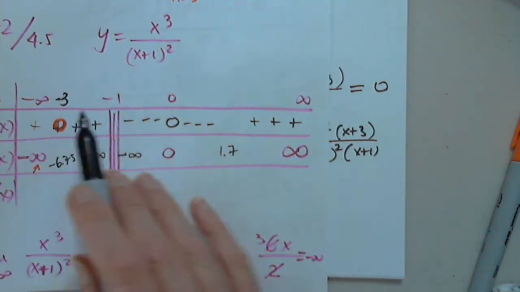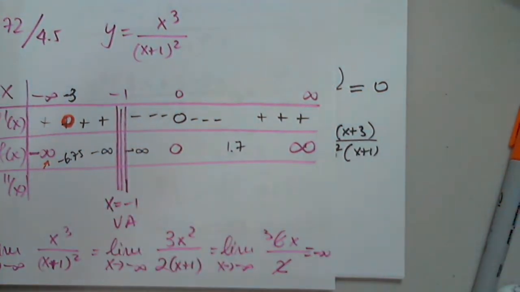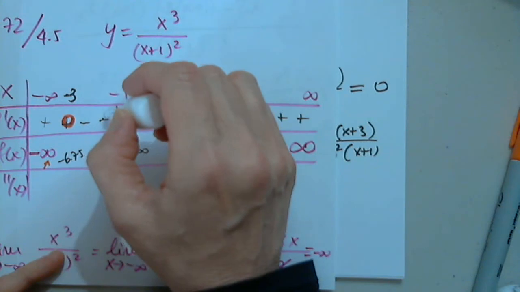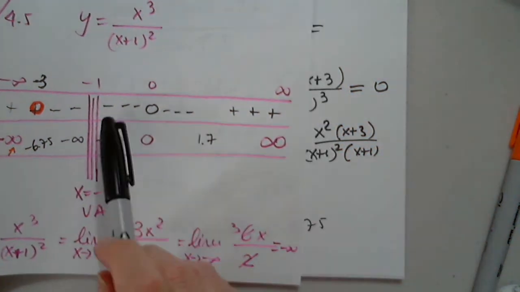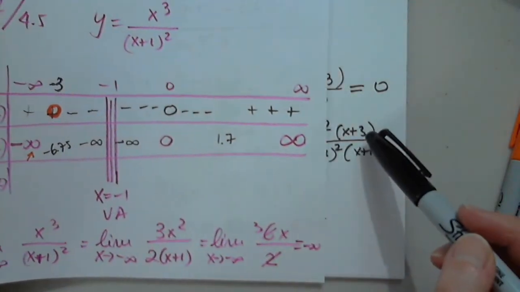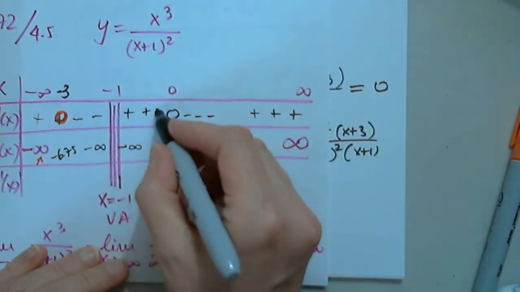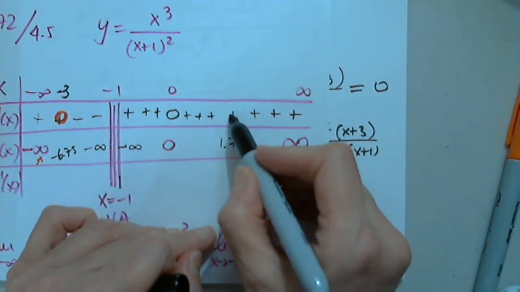So with negative 2, positive over negative. So this is negative, which it has to be. Otherwise, it will not have a maximum. So that's negative. Then at negative 0.5, positive and positive. Good. With 10 is positive. Good.